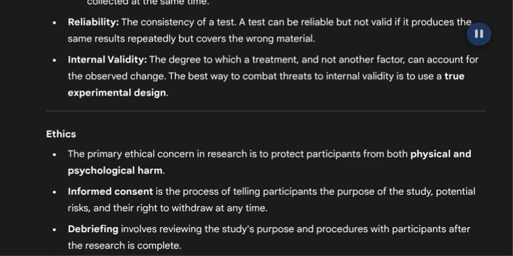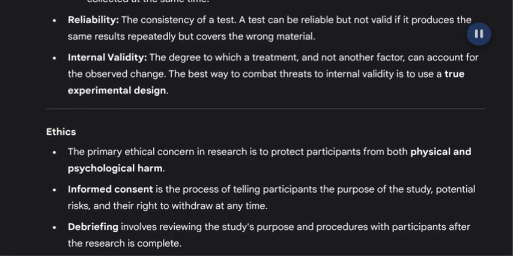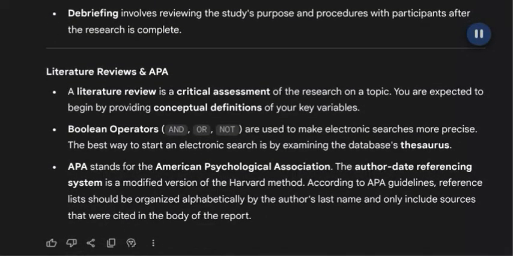Ethics. The primary ethical concern in research is to protect participants from both physical and psychological harm. Informed consent is the process of telling participants the purpose of the study, potential risks, and their right to withdraw at any time. Debriefing involves reviewing the study's purpose and procedures with participants after the research is complete.